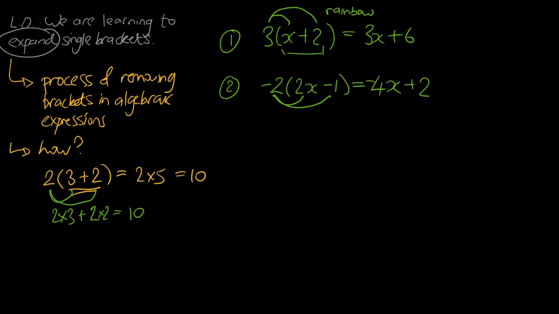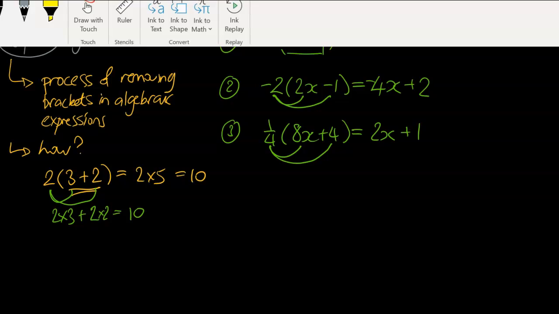Same applies there. You can get a bit messier. You can look at fractions. So let's say you've got 1/4 of 8x plus 4. You've got 1/4 times 8, which is going to be 2, and then you've got the x, and then you've got 1/4 times 4, that's going to be plus 1. So let's change pen colors, let's get into blue, and let's get into some harder ones.